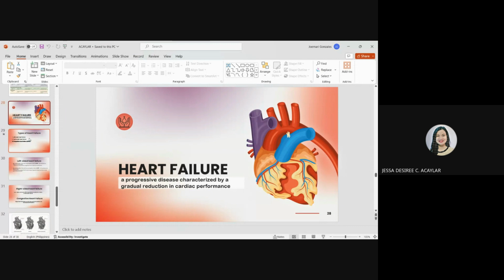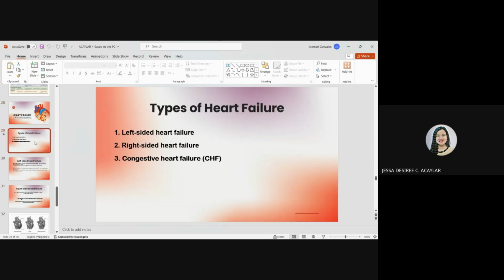So, heart failure is a progressive disease characterized by a gradual reduction in cardiac performance. So, yan po yung proper na definition po ng heart failure. So, types of heart failure. May tatlong types po ang heart failure natin. Left-sided heart failure. Meron po tayong right-sided heart failure at the congestive heart failure.